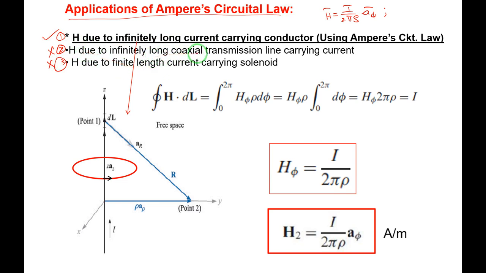H due to an infinitely long coaxial transmission line carrying current: this we will not see, but we can find it using Ampere circuital law. H due to a finite length current carrying solenoid, right? You know the solenoid already. If I have something like this, this is a solenoid, right? I just have to draw it like this. We call this a solenoid. This also we will not see. We will only see the derivation of magnetic field intensity due to an infinitely long current carrying conductor using the Ampere circuital law. This is important, not using Biot-Savart law.